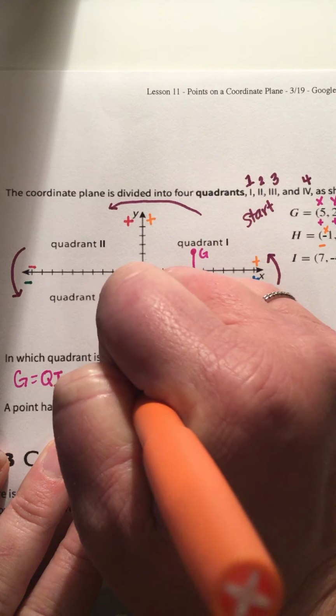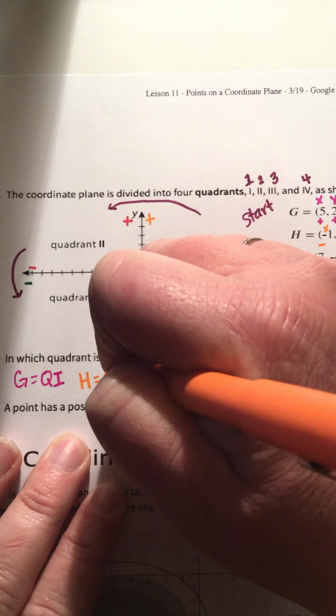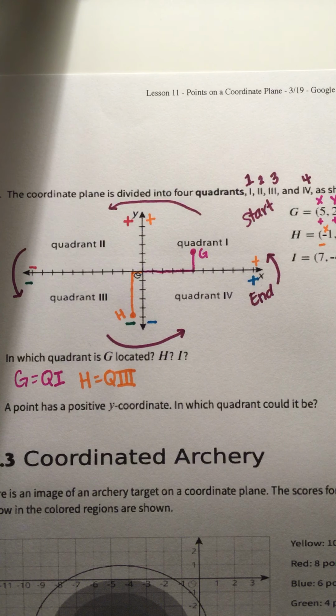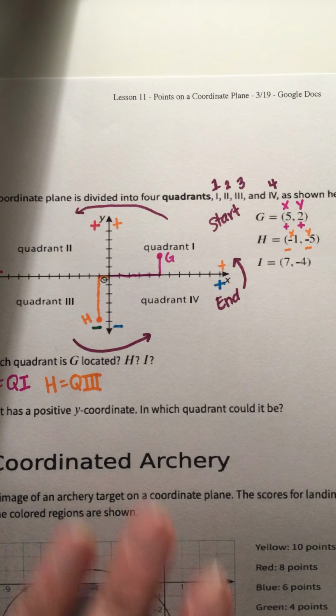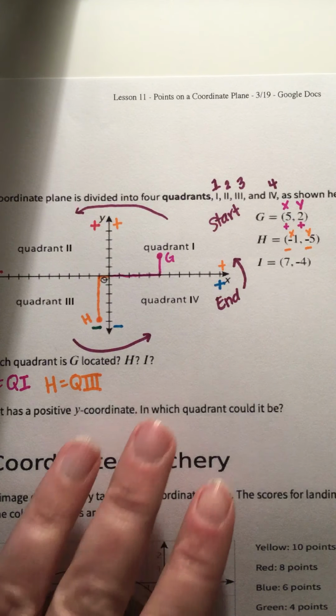That's in Q3, or quadrant 3. And then the last one is 7, negative 4. So our x is positive, but our y is negative. So this is a plus, this is a minus. So which one do we have where we have a positive x but a negative y? That's going to be quadrant 4.